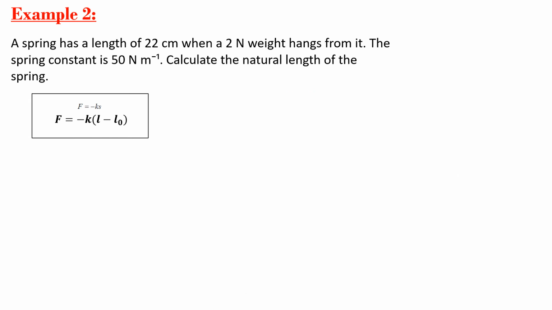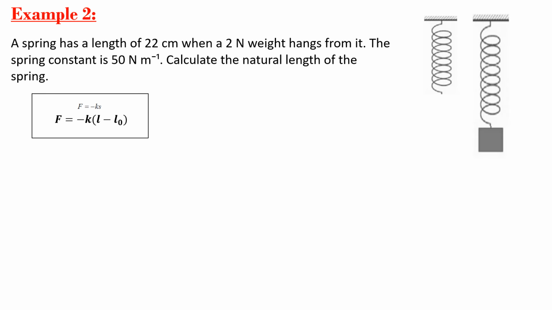Example 2. A spring has a length of 22 centimeters when a 2 Newton weight hangs from it. The spring constant is 50 newtons per meter. Calculate the natural length of the spring. So again, let's draw this out. We have a spring. It then gets a 2 Newton weight hanging off it. Bear in mind here we're given the actual weight, not the mass. We have L0, which is what we're looking for, and we're given the length. So this here is 22 centimeters, which is 0.22 meters. Our weight is 2 newtons.